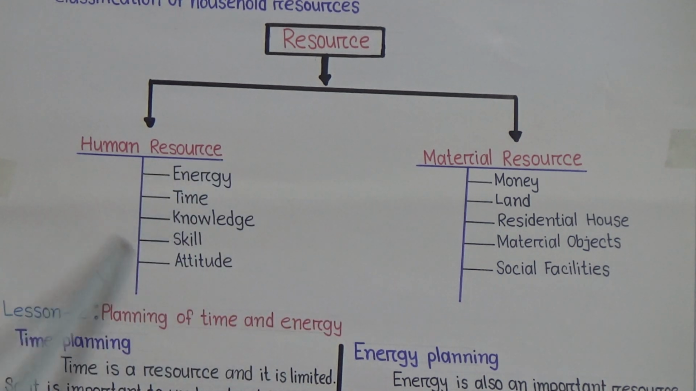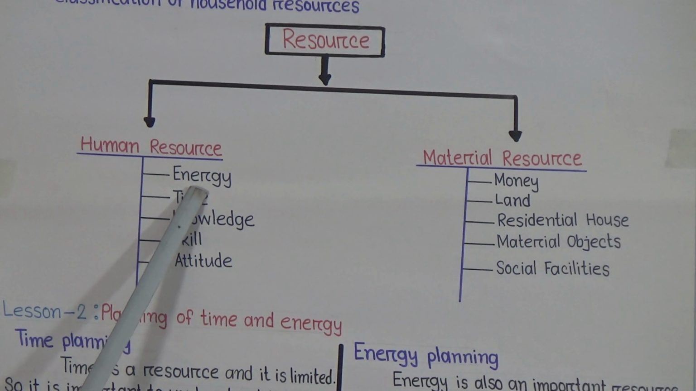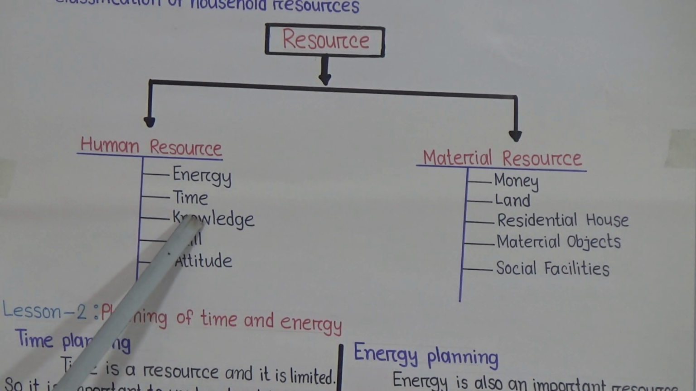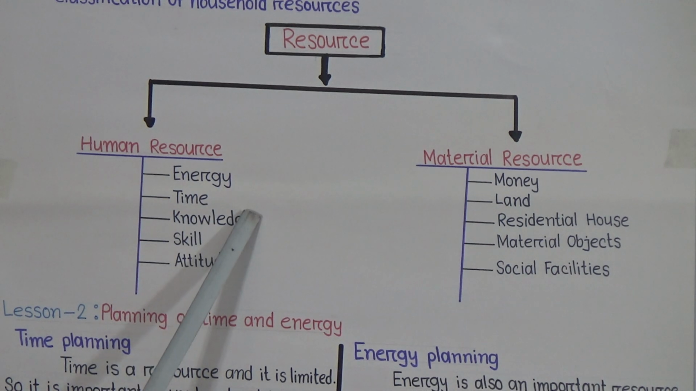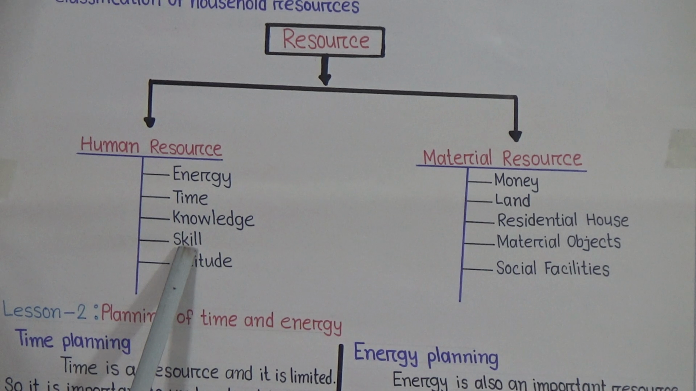The thing that a human or a man gets inherently of his own is called human resource. Look, energy. It varies from person to person. A person can be hardworking, a person can have less energy, so it varies from person to person. Time, we can count time. Time goes in its own way. Knowledge also varies from person to person. A person can be knowledgeable or not, and sometimes it happens that a person is full of knowledge but doesn't know where he or she will use this knowledge, like this skill and attitude. All these are called human resources.